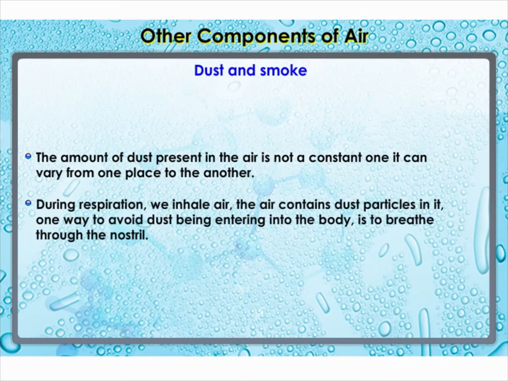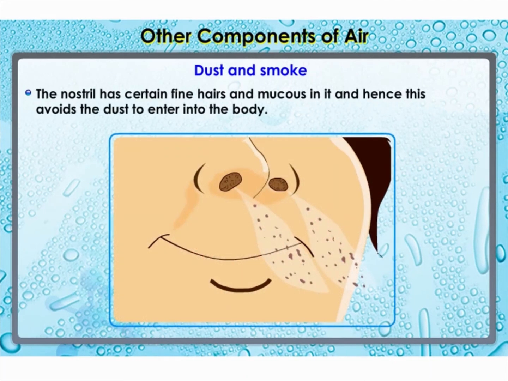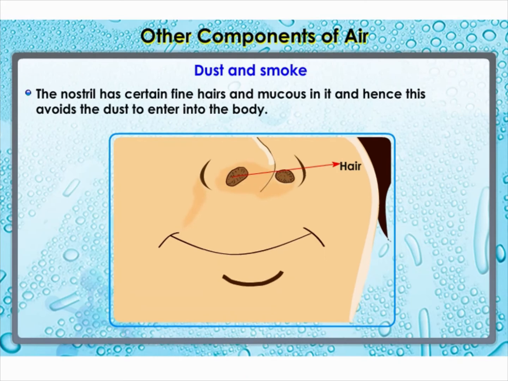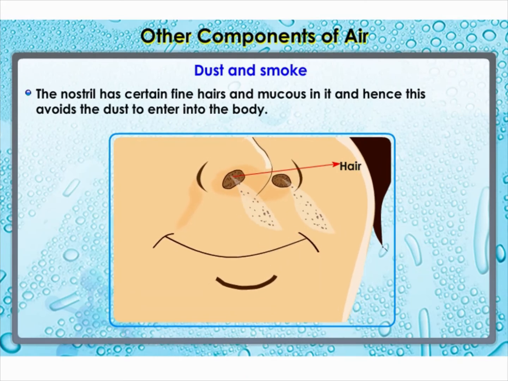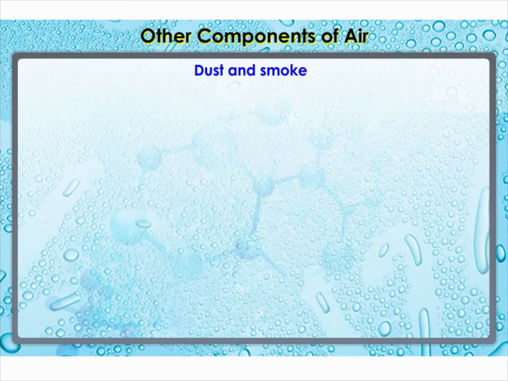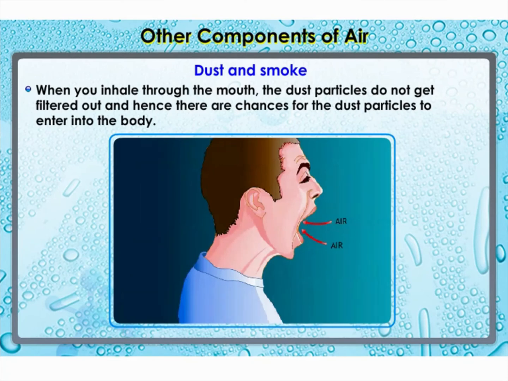During respiration, we inhale air. The air contains dust particles in it. One way to avoid dust entering our body is to breathe through the nostril. The nostril has certain fine hairs and mucus in it, and hence this avoids the dust to enter into the body. When you inhale through the mouth, the dust particles do not get filtered out, and hence there are chances for the dust particles to enter into the body.